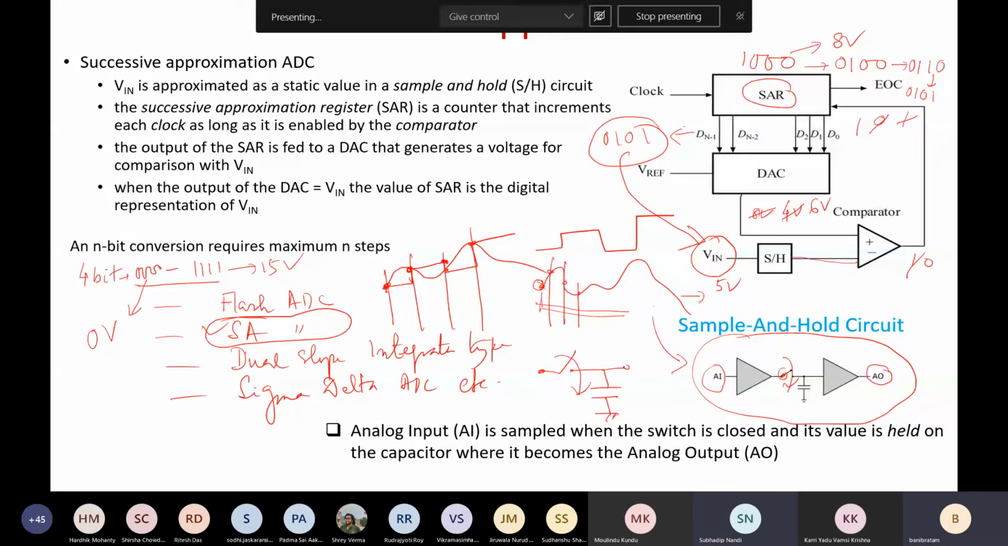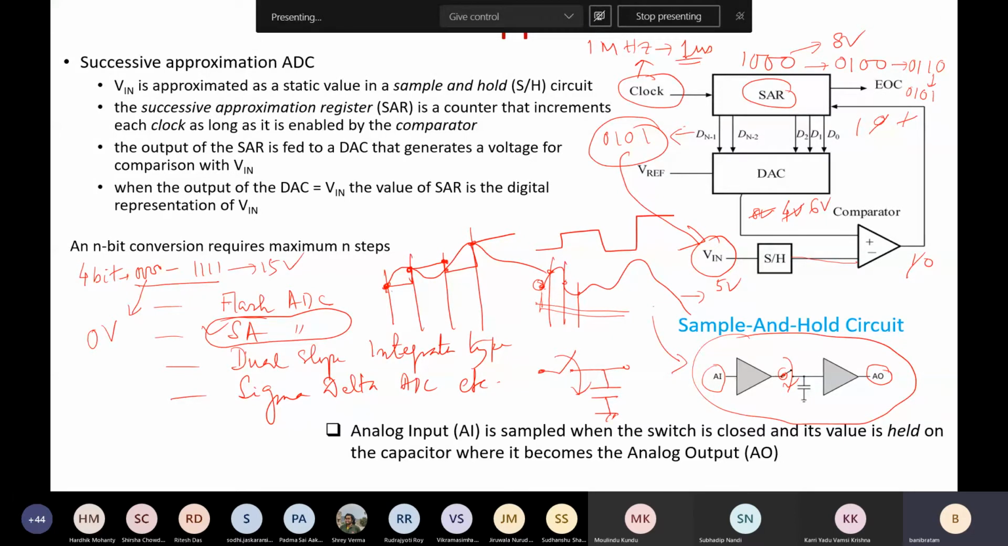So there are other types of ADCs like flash ADC, and here conversion time is a very important factor. So you can see n number of steps are required, right? And one step corresponds to how much time? You can see here one clock is there, and this clock has some typical frequency. Suppose you have a 1 megahertz clock, so what is the time period? 1 microsecond, is it not?